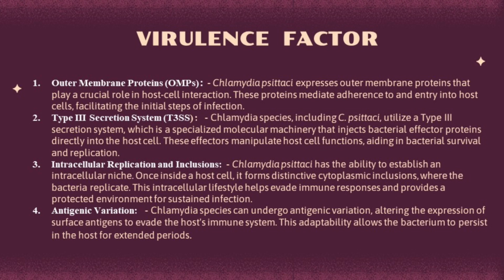And third one is intracellular replication and inclusions. Inside the host cell, Chlamydia psittaci forms specific inclusions where it replicates, creating a safe space that helps it to avoid the immune system. Fourth one is antigenic variation. Chlamydia can change its surface antigen through antigenic variation, allowing it to hide from the host immune response and stay in the body for a long time.